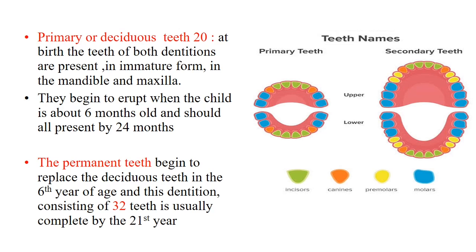The permanent teeth, the second type of teeth, will begin to replace the deciduous teeth in the 6th year of age. At the age of 6 years, the child will develop permanent teeth. This dentition, consisting of 32 teeth, is usually completed by the 21st year. So these are the primary, or temporary, and permanent teeth.